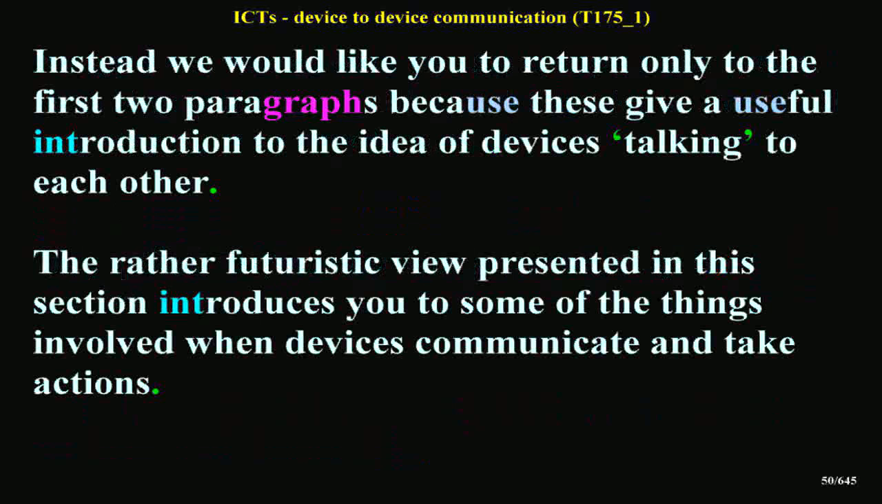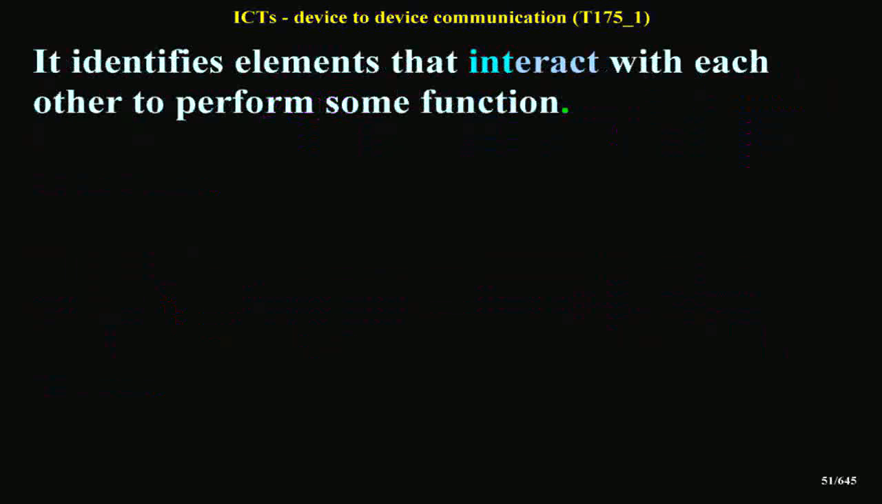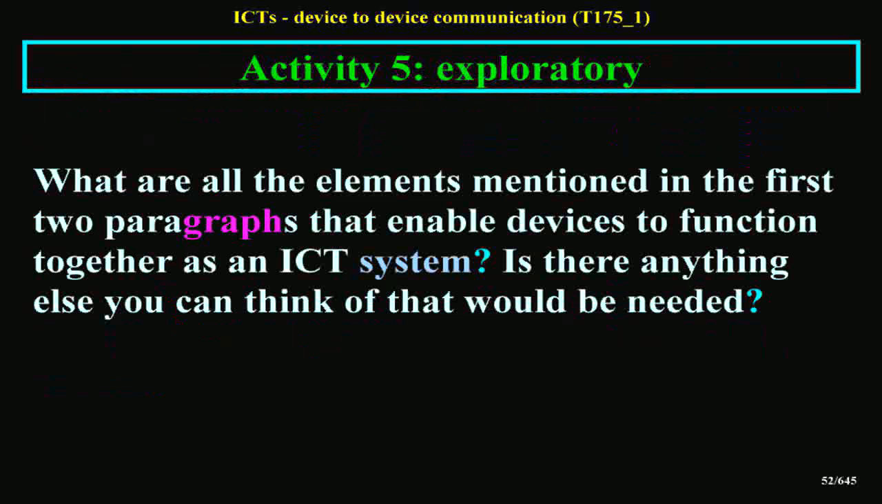The rather futuristic view presented in this section introduces you to some of the things involved when devices communicate and take actions. It identifies elements that interact with each other to perform some function. Activity 5. Exploratory. What are all the elements mentioned in the first two paragraphs that enable devices to function together as an ICT system? Is there anything else you can think of that would be needed?